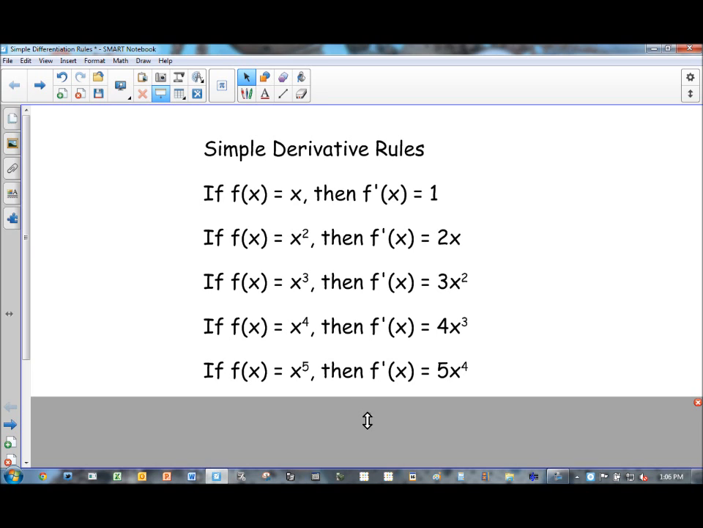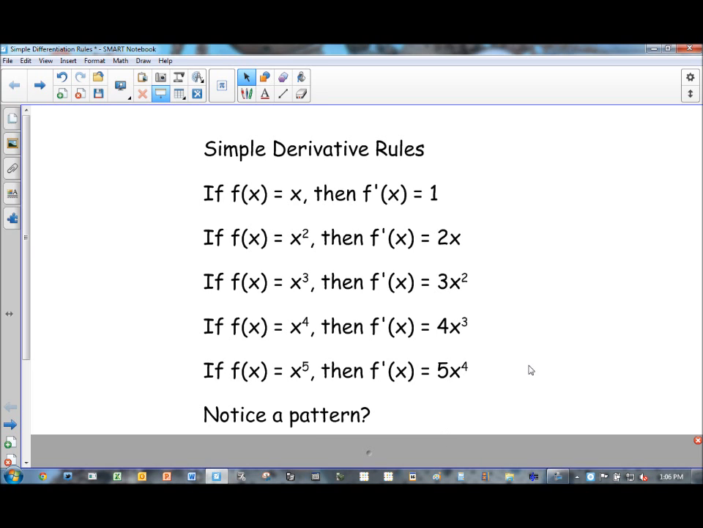So after doing the first five of these, I'm hoping that you notice a pattern. If you don't notice the pattern yet, just press pause on your video, and once you get it, press play again and we'll move on. Hopefully you've noticed that the old exponent of your function f of x became a coefficient out in front, and the new exponent of x for the derivative is always 1 less than the exponent of x that you started with.